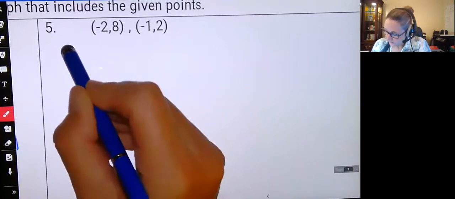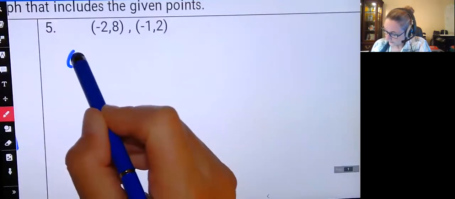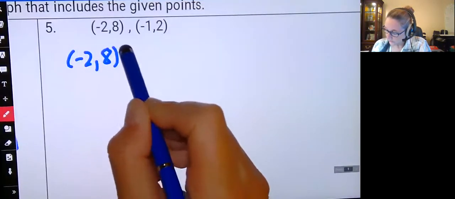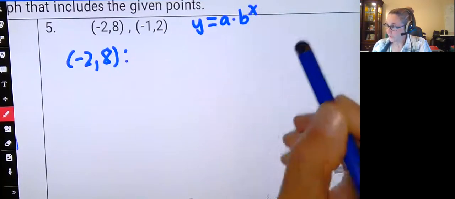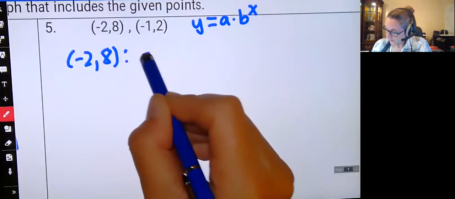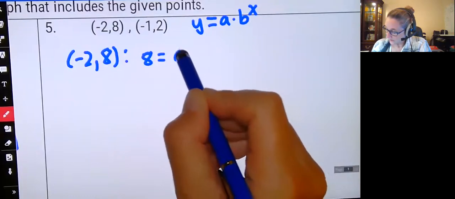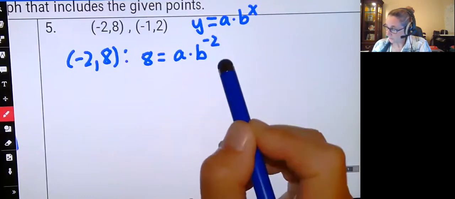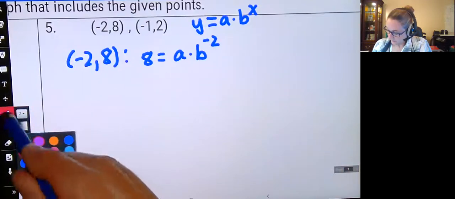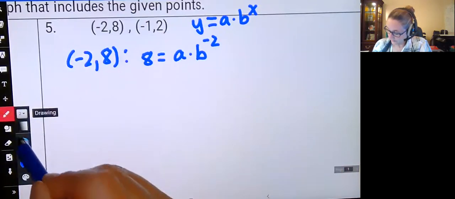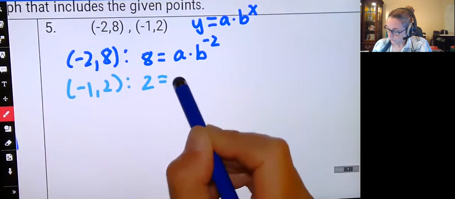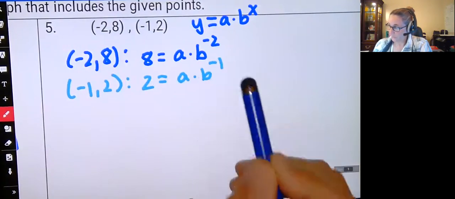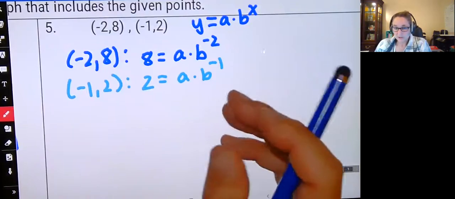So what I'm going to do is I am going to do 2 equations. I'm going to put in a -2 and 8 into, again, y equal a times b to the power x. So I'm going to get 8 equals a times b to the -2nd. And then let me put in the other point. So I'm going to do -1 comma 2. So I'm going to get 2 is equal to a times b to the -1st. Now, we're going to have to solve the system.